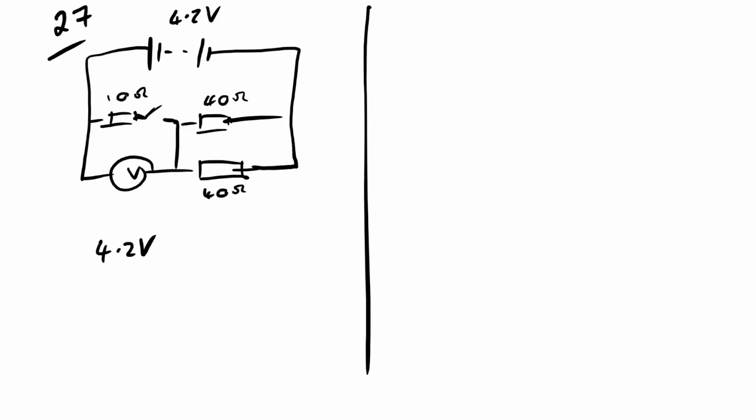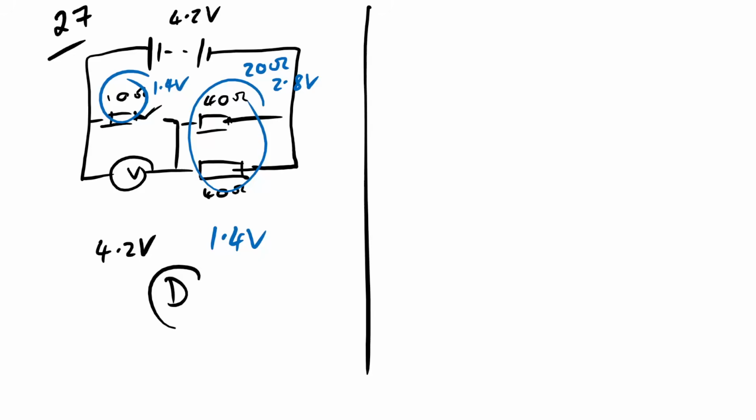When it's closed, on the other hand, we have 4.2 being split between 10 ohms and, well, this is just going to be 20 ohms, isn't it? So it should be split 2 to 1. So that should be, well, it's 4.2, nice numbers, isn't it? It's 1.4 volts and 2.8 volts. So therefore V should be reading 1.4 volts when it's closed. So the answer is D, but I will forgive you for thinking that the answer was C.